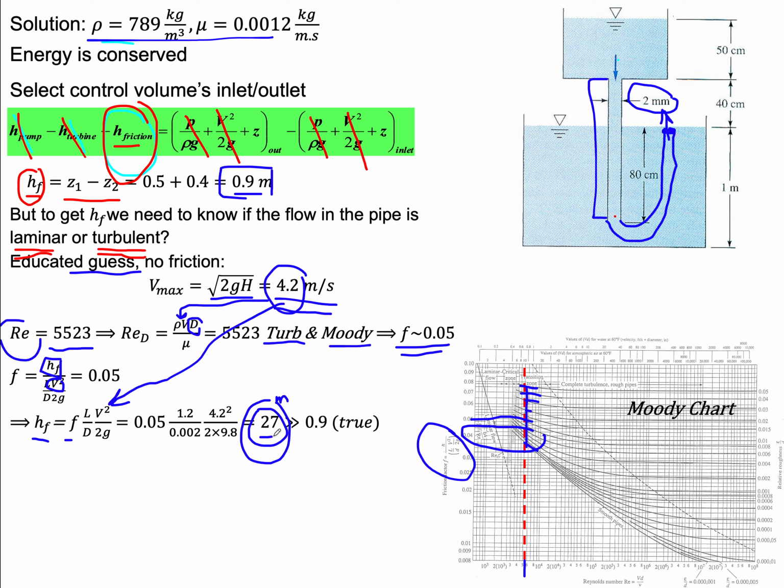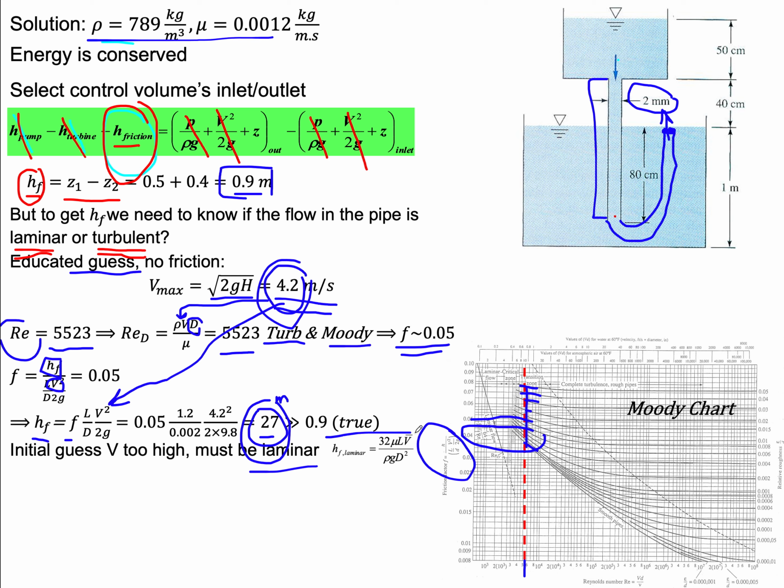And even the first law. So the 27 doesn't make sense. It's too high. So my initial guess is too high, the 4.2. So I'm going to guess it's maybe 1/3 of that. So that takes me to maybe a Reynolds number of 2,000 or 1,500. And that means I'm going to be laminar. So I'm going now to jump back to a laminar guess. So my initial guess was bad.